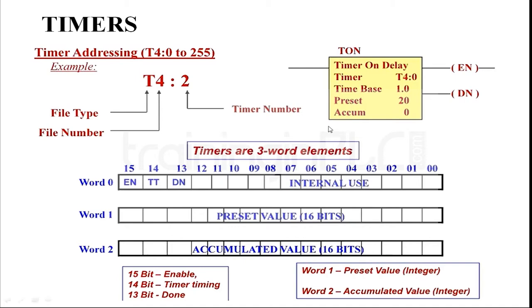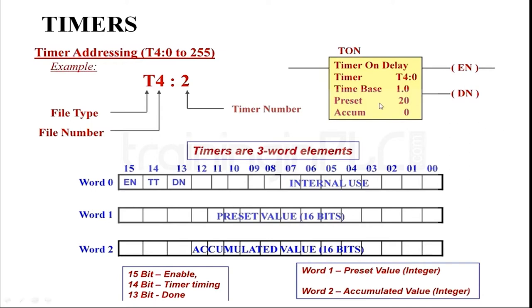The next timer parameter is the time base, which is how we are going to count, whether in seconds or milliseconds. So we have an option to select the time base. If the time base is 1, it means 1 second. It will count 0, 1, 2, 3 like that, in seconds.